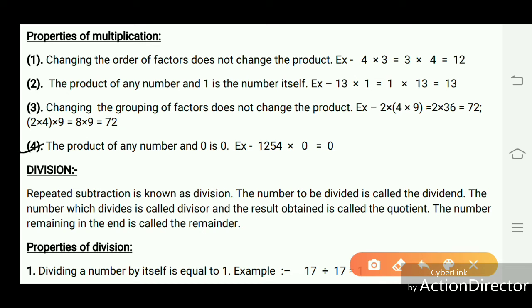Property number 4, the product of any number and 0 is 0. Example: 1254 multiplied by 0. So the product is 0. So this property shows the product of any number is 0 if the number is multiplied by 0.